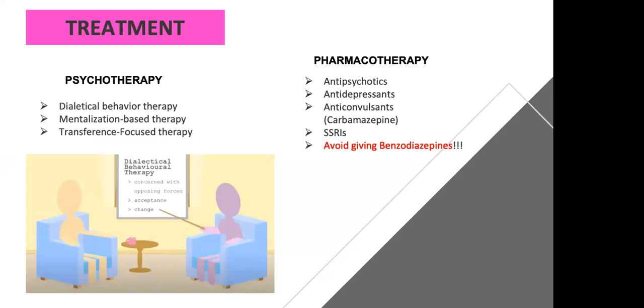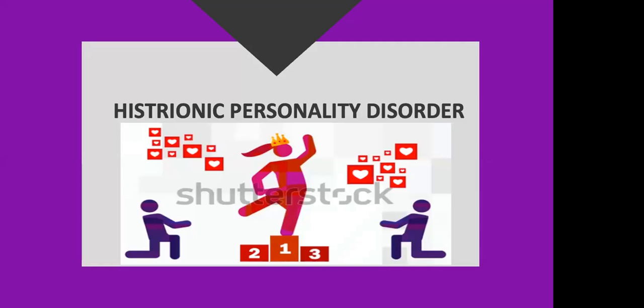Okay, so for the treatment, under psychotherapy, we have dialectical behavioral therapy, mentalization-based therapy, and transference-focused therapy. I will not explain these 3 psychotherapies in detail because they are a little bit complex. But dialectical behavioral therapy is a type of cognitive behavioral therapy. And mentalization-based therapy.